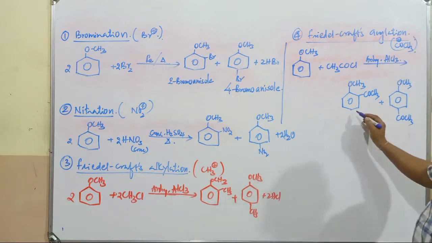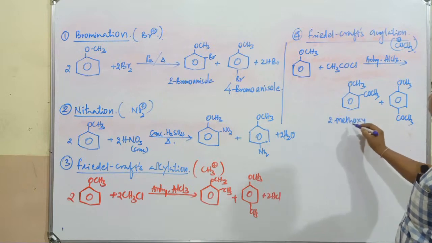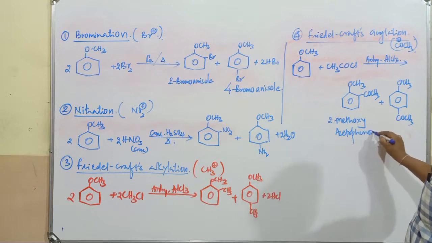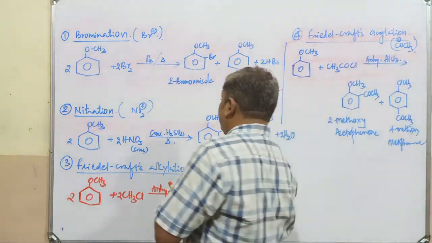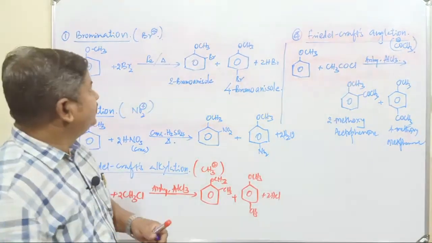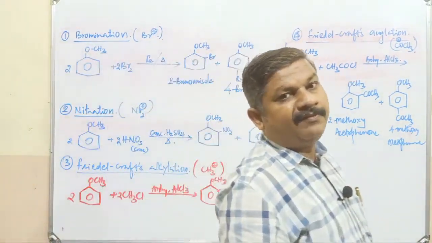Now this is 2-methoxyacetophenone, 2-methoxyacetophenone and 4-methoxyacetophenone compound. 2-methoxyacetophenone and 4-methoxyacetophenone compound. These 4 reactions come under what? Electrophilic substitution reactions of phenol.